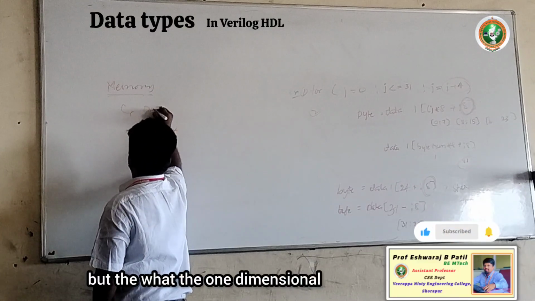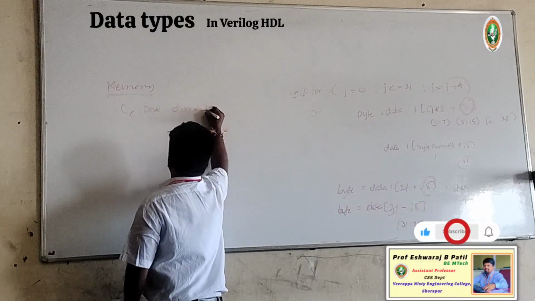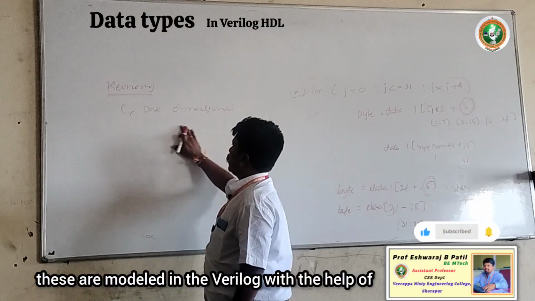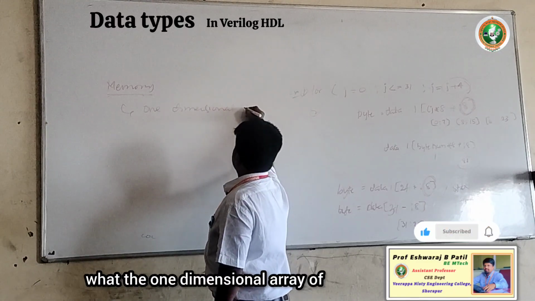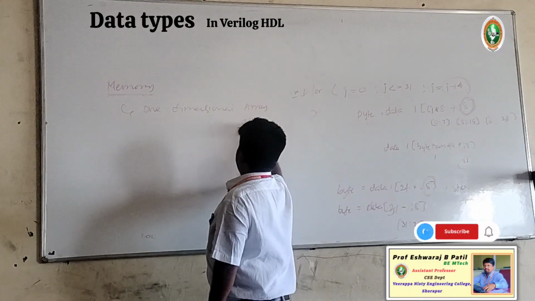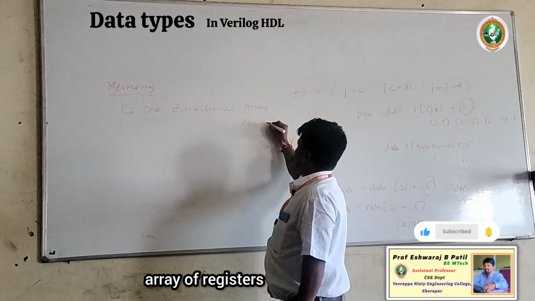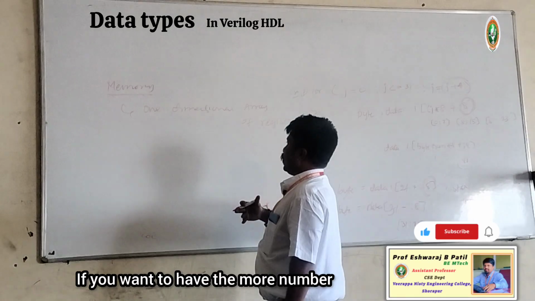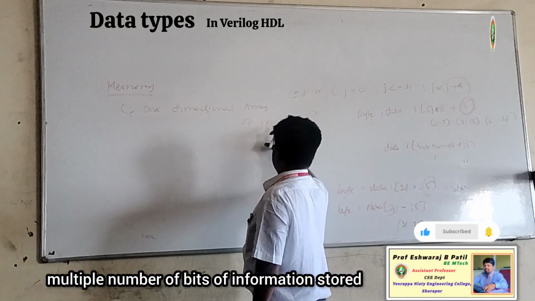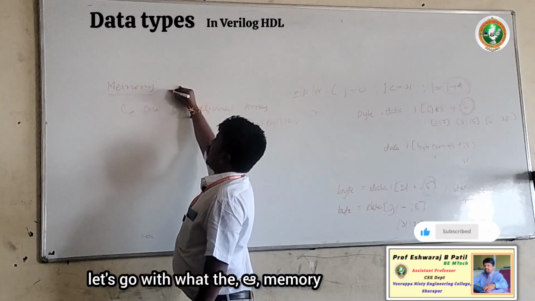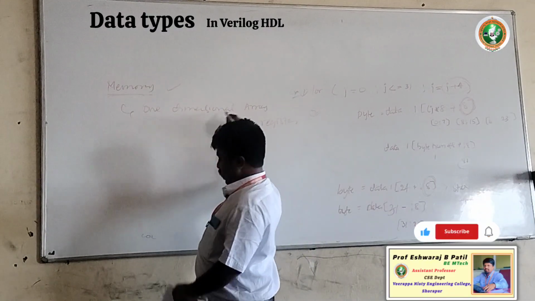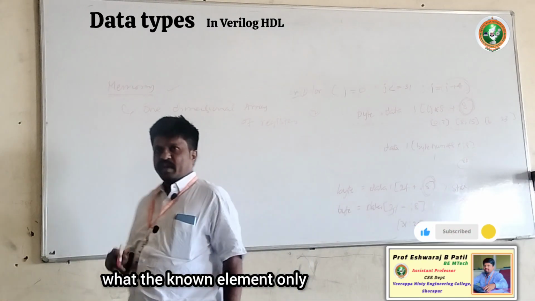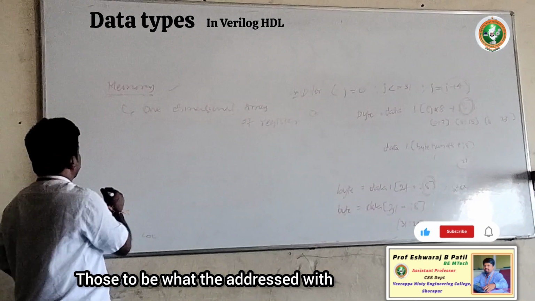Memory is nothing but a one dimensional array. These are modeled in Verilog with the help of a one dimensional array of registers. A register can store only one bit of information. If you want to store multiple bits of information, let's go with memory, that is the one dimensional form. Each element of the array is known as an element, and these are addressed with a single address.